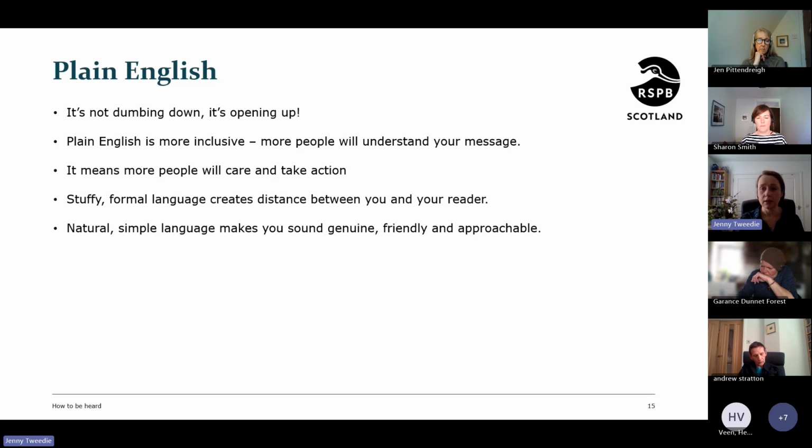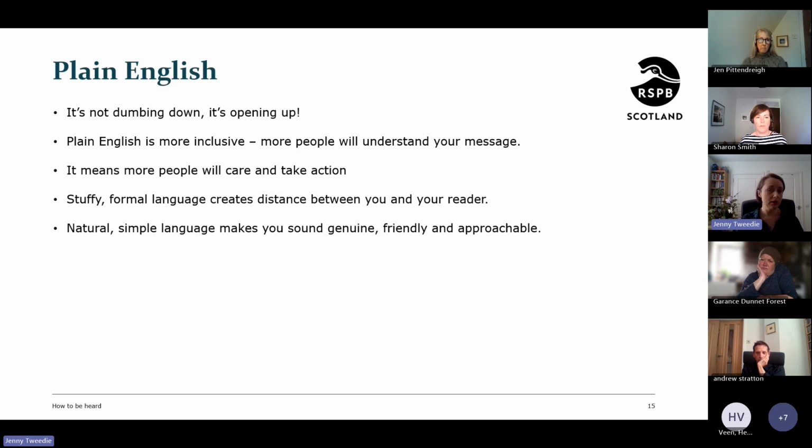All communication is about trying to help people understand what you're trying to say. So if you're using technical language, if you're using really big words that other people might struggle to understand, you're shutting people out of the conversation, which is the last thing that you want to do. So the more inclusive you can be with the language that you're using, the more people will care about what you're trying to tell them.